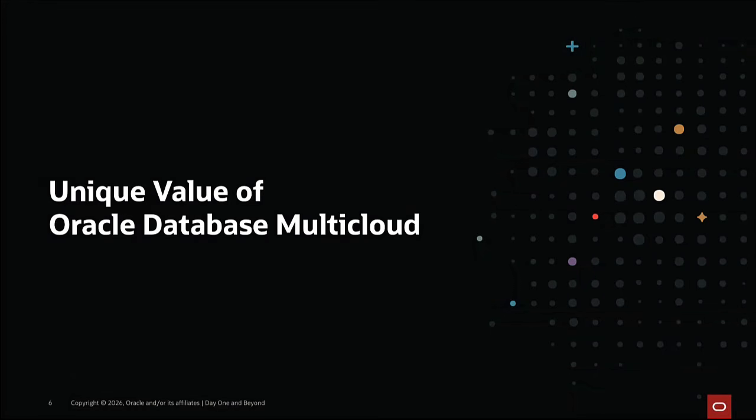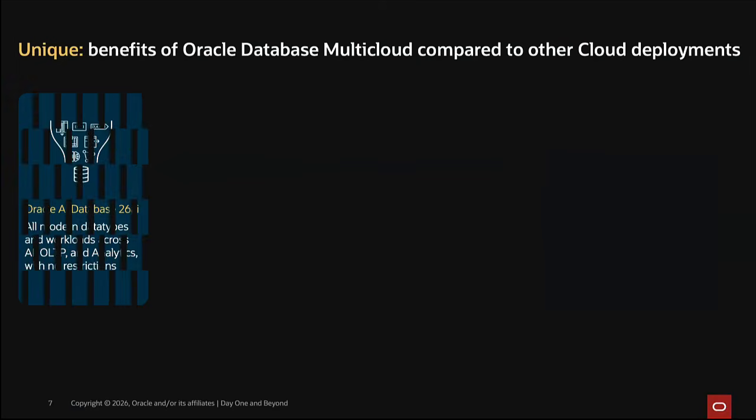Okay, so very quickly, what's the unique value of running Oracle database multi-cloud? Let's take a look at a few options of what makes us unique and how you can get the benefits of running an Oracle database at Google Cloud. First of all, of course, we have Oracle 26 AI. It has all the modern data types built in. Whatever applications you want to run or develop, you can use those using Oracle Database 26 AI.